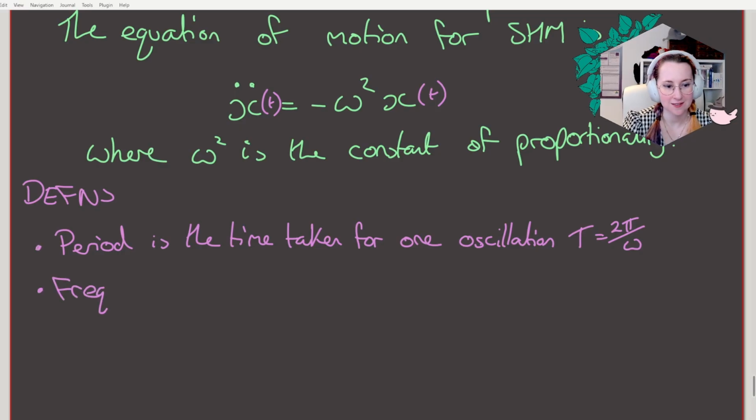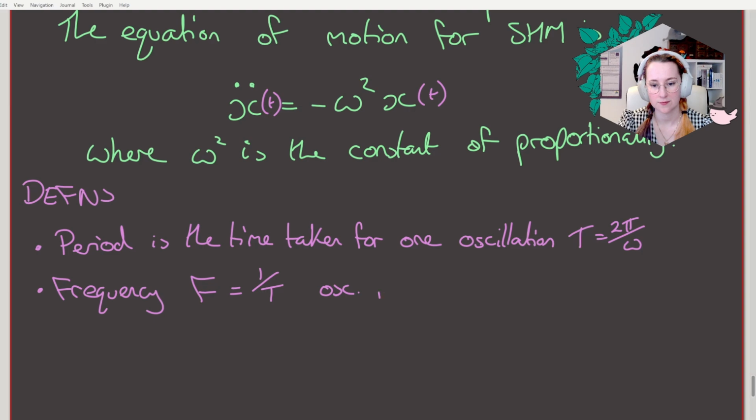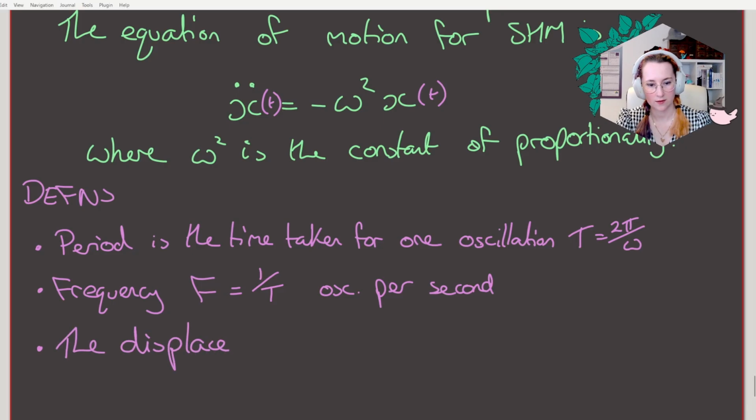Frequency then is the same as frequency in music or in sound, where it's the inverse, or the number of oscillations per second. So f is 1 over T. We have the displacement x. So we could solve that equation quite simply.